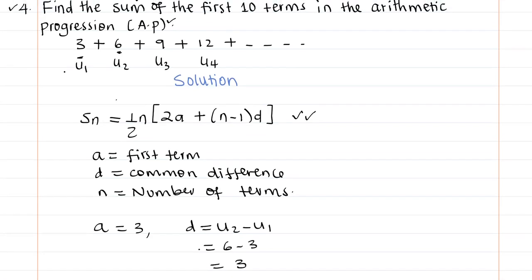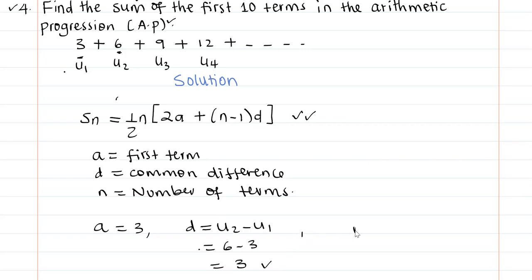We call it a common difference because if we get the difference of any two consecutive terms, we get the same number. Example, 9 minus 6 gives us 3. 12 minus 9 gives us 3. So common difference is the difference between any two consecutive terms, whereby you subtract the term before from the term immediately after it. So our common difference is 3.